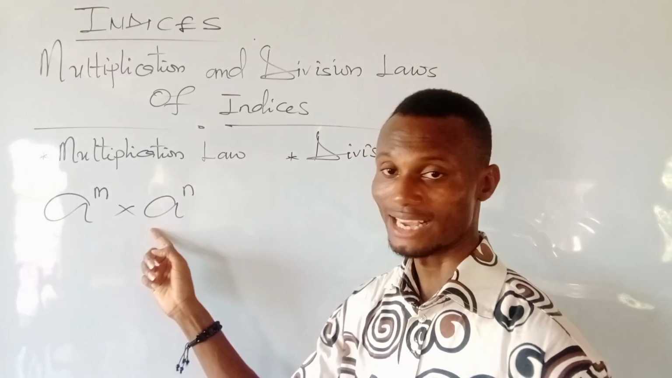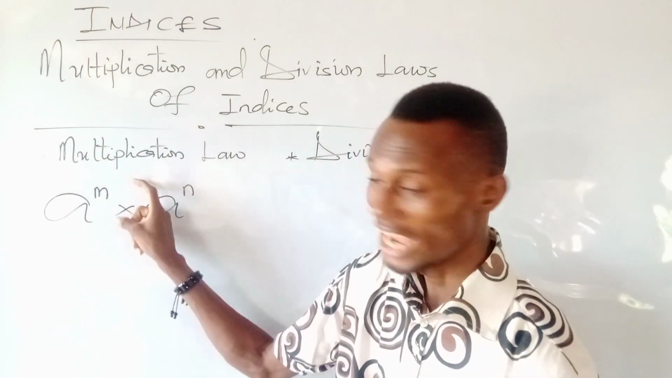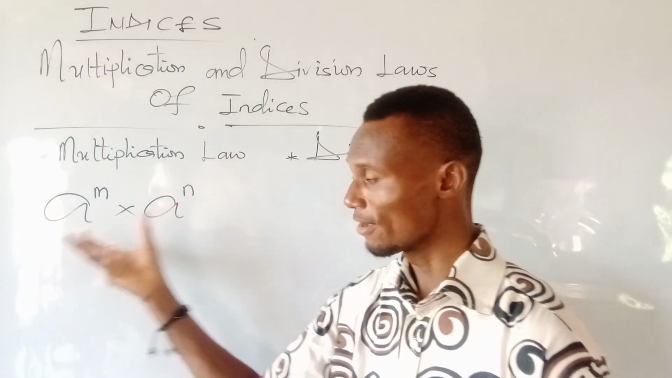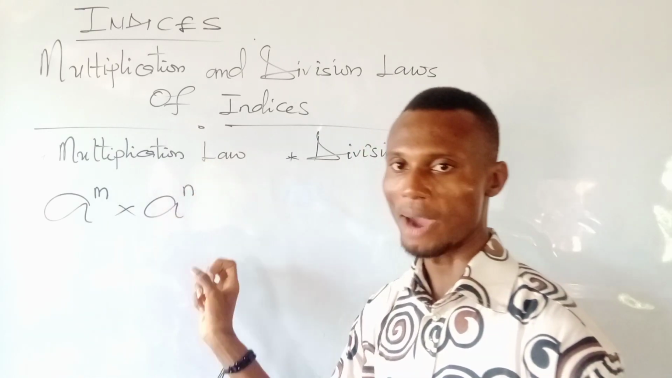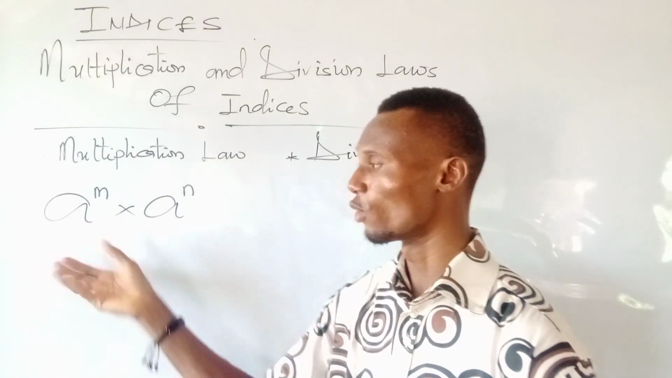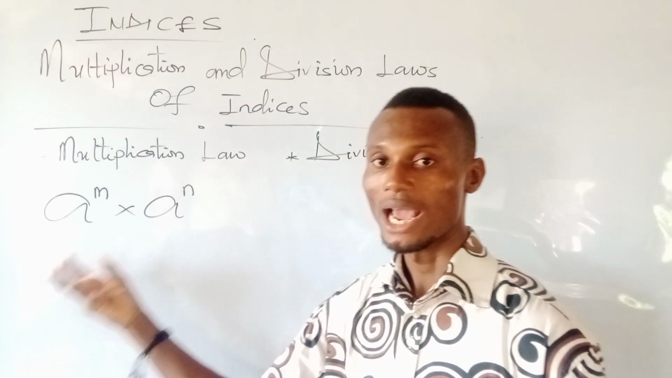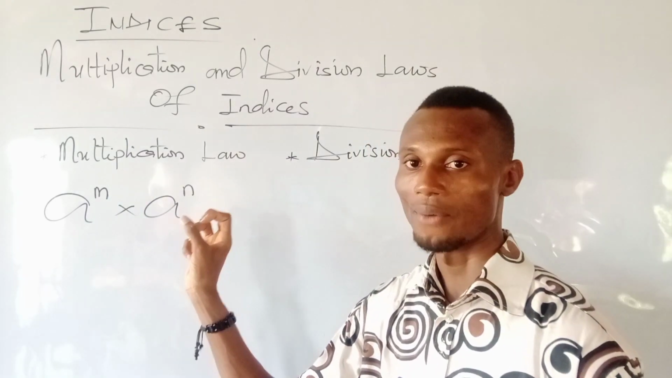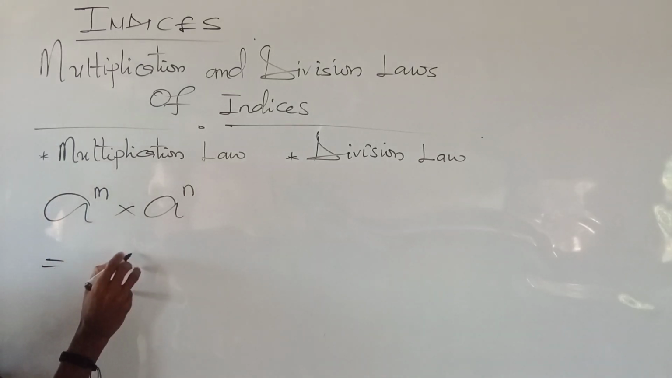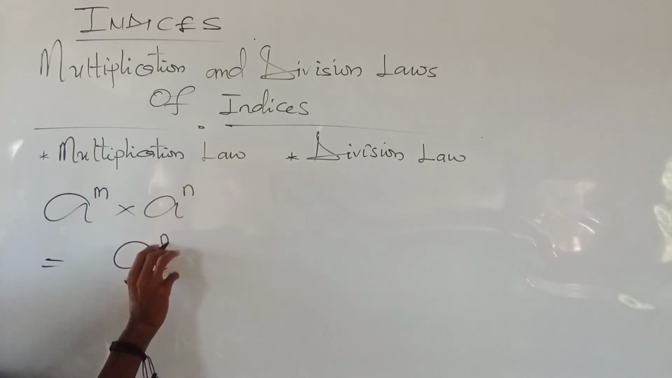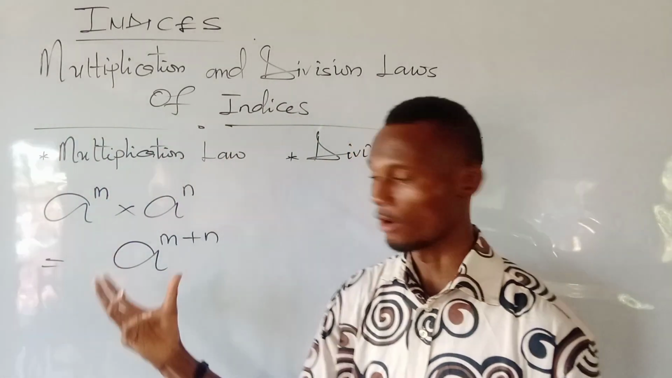Here you can see that the bases are the same, because the variable here is a and the variable here is also a. So the bases are the same and we are multiplying. The law says that in such a case, we just pick one of the variables and we add the powers. That's how to simplify it. So it's going to be a to the power m plus n. That's the multiplication law of indices.